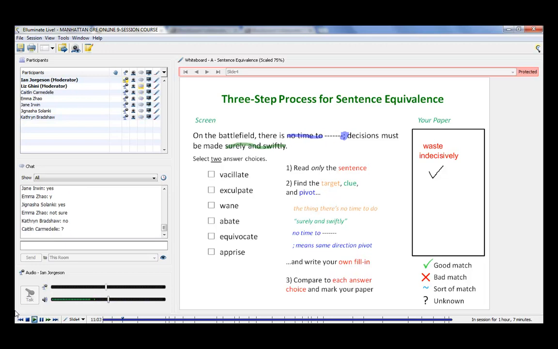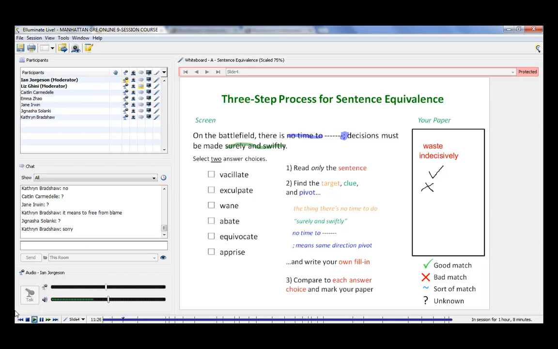Catherine's saying no. Caitlin's saying not sure. Emma's saying not sure. Jane, all right. Catherine, we'll come back to you. Oh, Catherine already gave us the correct definition, and she's got it down, right? Oh, no problem at all. Always good to know the words. Yeah, so exculpate means to free from blame. That is exactly the right definition.